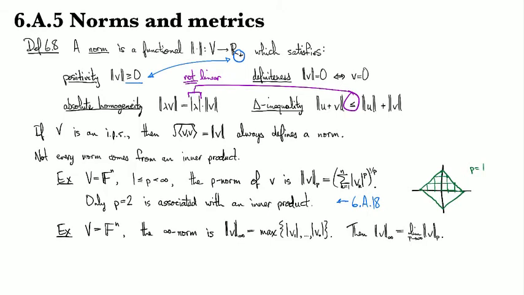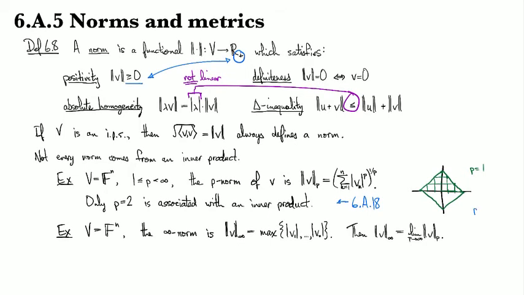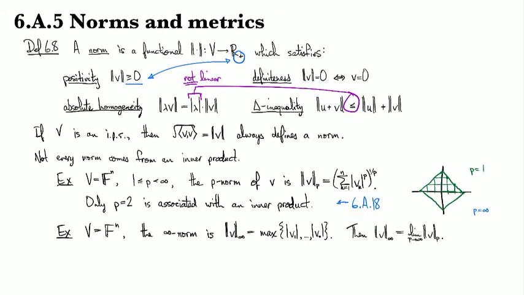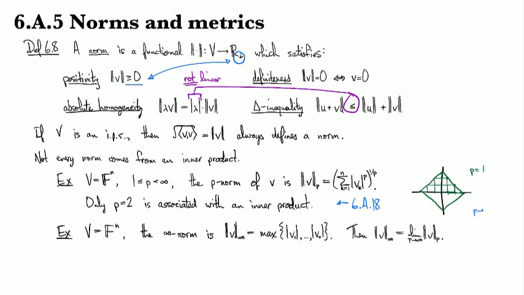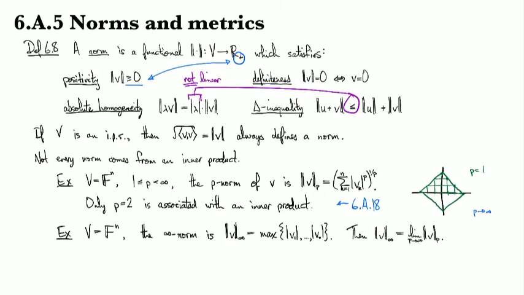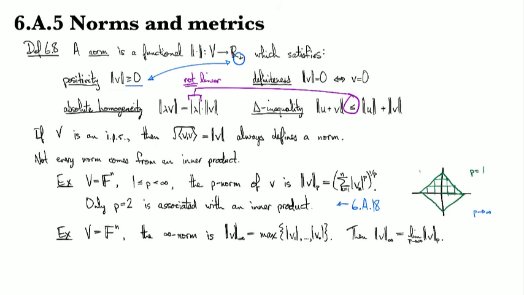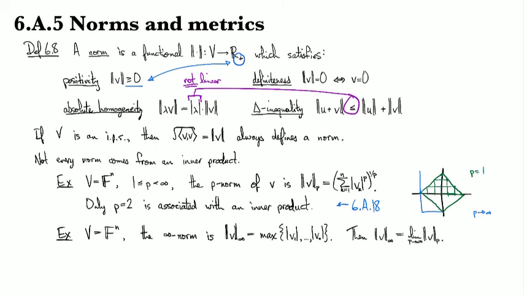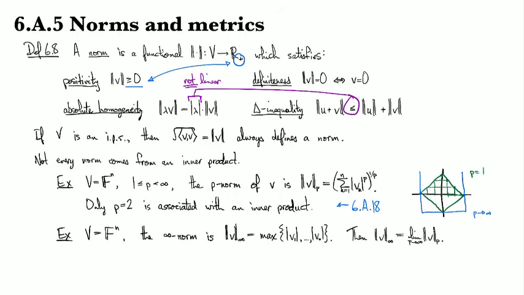Now, if you go to the opposite extreme and you look at the infinity norm, as p goes to infinity, and you work it out, you'll see that the set of points that's within distance 3 of the origin actually looks like this.